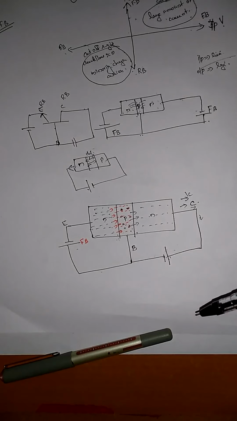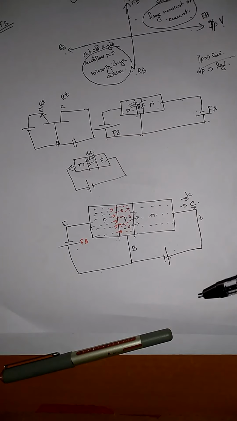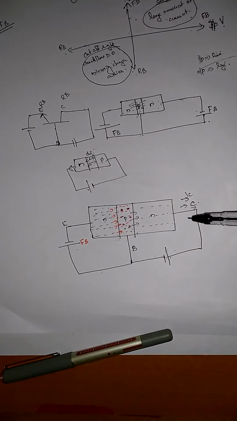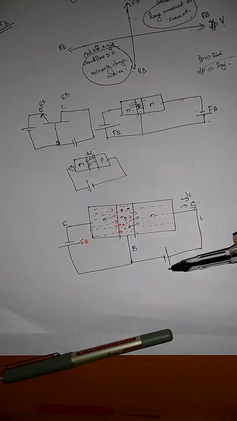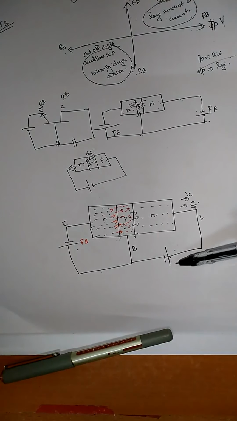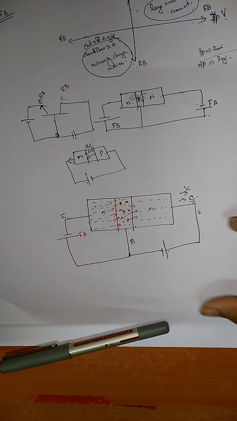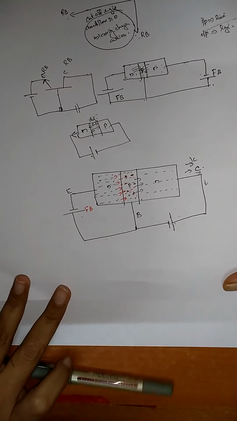So there will be a current flow. Okay, so the depletion layer pushes a large number of electrons into the collector, and these electrons leave the collector and flow through the positive terminal of the voltage. As a result, I should repeat once more the current direction.